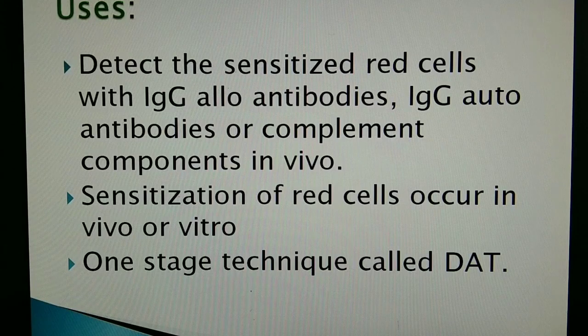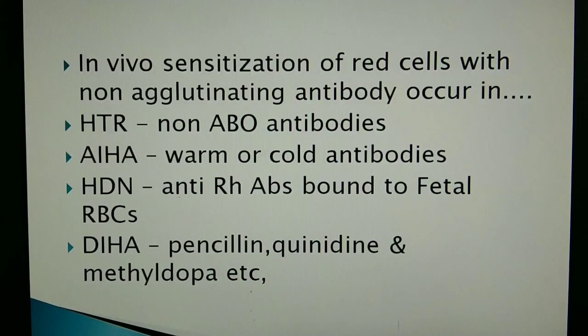Sensitization of red cells occurs in vivo or in vitro. In vivo, the sensitization of red cells detected by the one-stage technique is called the direct antiglobulin test. In vivo, sensitization of red cells with non-agglutinating antibody occurs in hemolytic transfusion reaction due to non-ABO antibodies, in autoimmune hemolytic anemia due to warm or cold antibodies, in hemolytic disease of the newborn, where anti-Rh antibodies are already bound to fetal RBCs, and in drug-induced hemolytic anemia due to penicillin, quinidine and methyldopa.